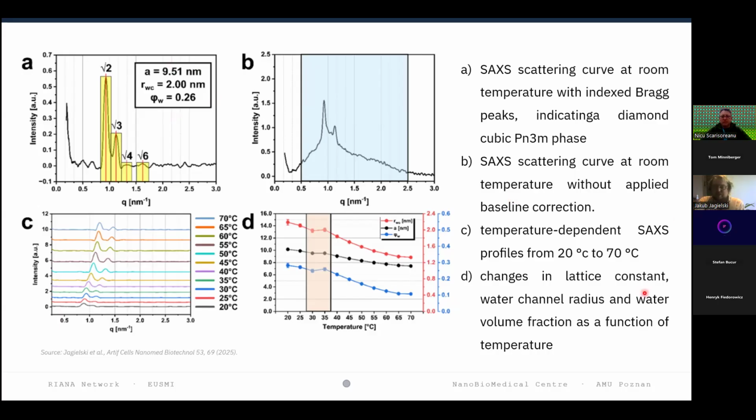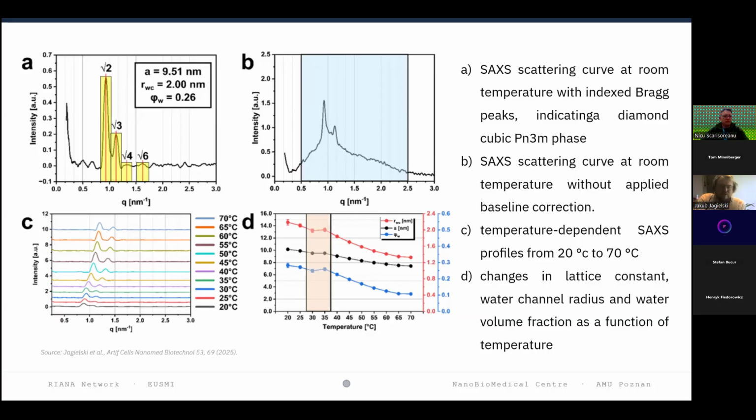In panel B, you can see the same data before baseline correction. In panel C, you can see the SAXS profiles in the temperature range from 20 to 70 degrees Celsius, in which you can see the peak shifts to higher Q values and a change in relative intensity, reflecting structural reorganization of the lipid mesophases.